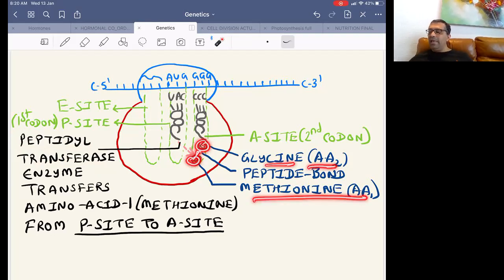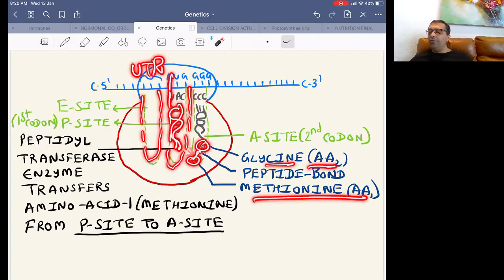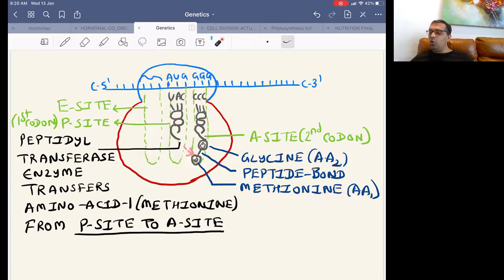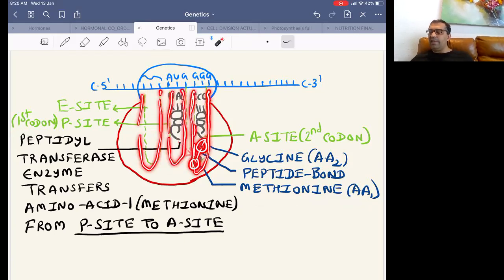So at the moment, E site is corresponding to UTR. It is empty. The P site has tRNA with no amino acid corresponding to first codon AUG, and second codon GGG has A site, and A site has got 2 amino acids. So E site is empty, P site has only tRNA, A site has tRNA with 2 amino acids.